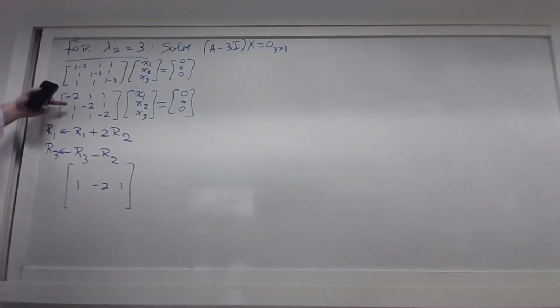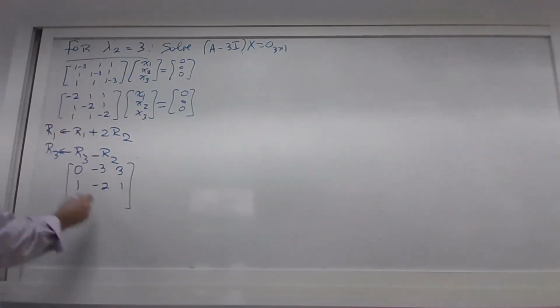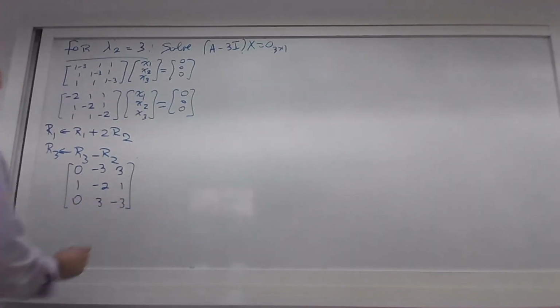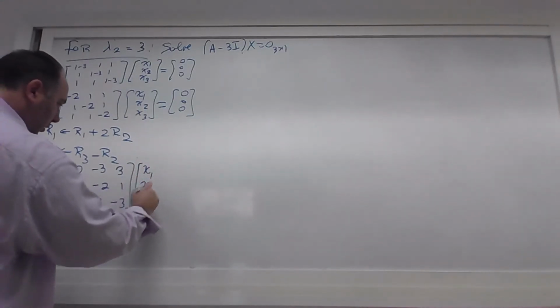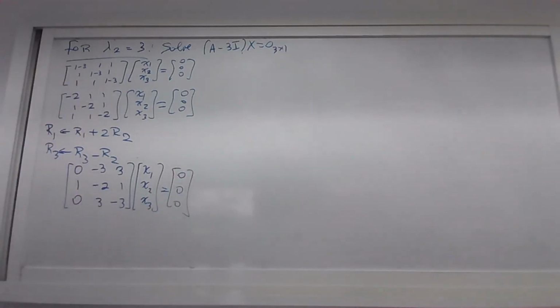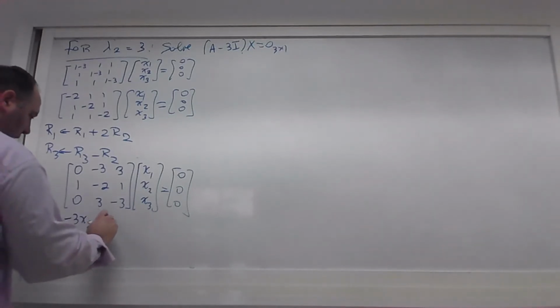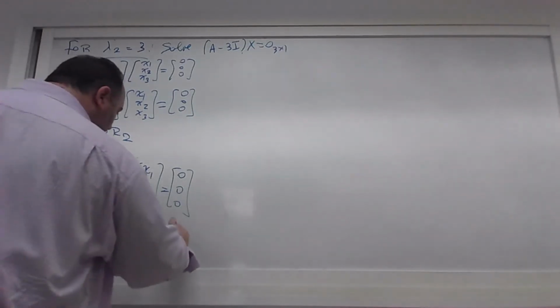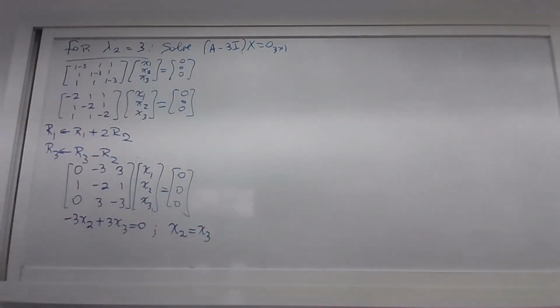Okay, so minus 2 plus 2 is 0, 1 minus 4 is minus 3, and 1 plus 2 is 3. And then 1 minus 1 is 0, this minus this is 3, and this is negative 3. So you see the first row and the last row are multiples of each other, that's good. They're actually the same thing. Solved. From the first equation I have that minus 3x2 plus 3x3 is 0, which means x2 is equal to x3. The last equation says the same thing.